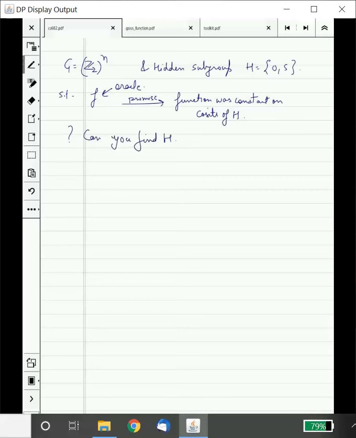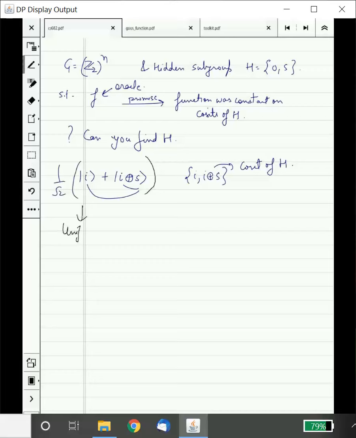Once you put it in this framework, you see that the state I plus s, these two elements, are one coset of H. And that is why this state is a uniform superposition over a particular coset. And that is why this state is called a coset state.